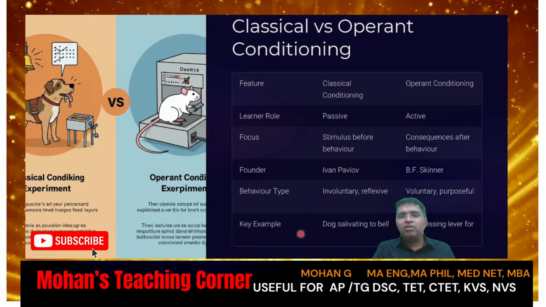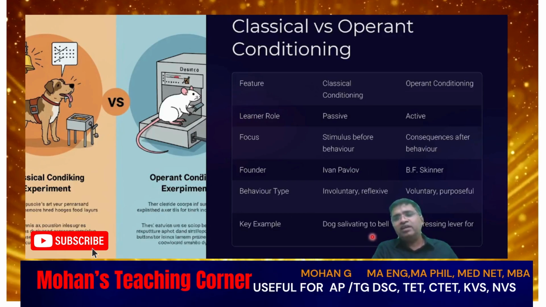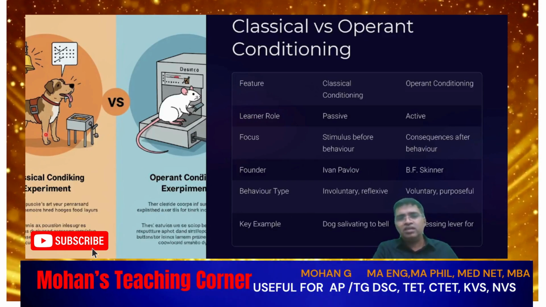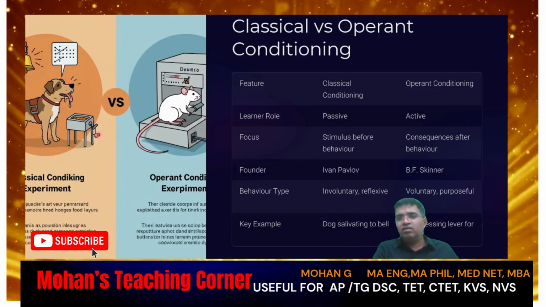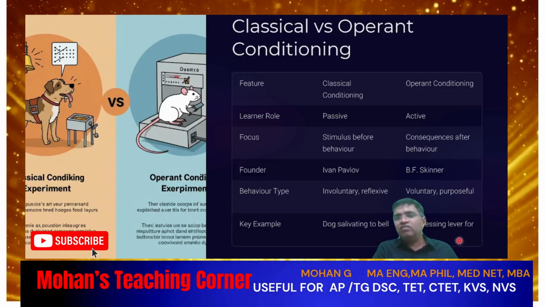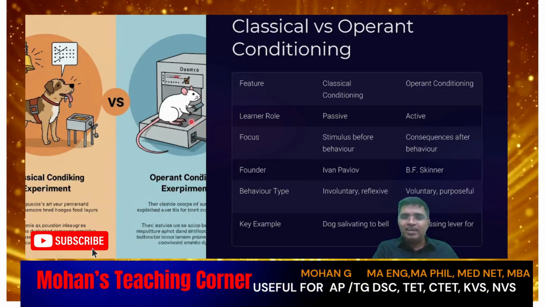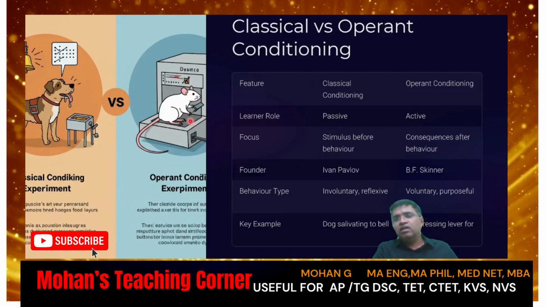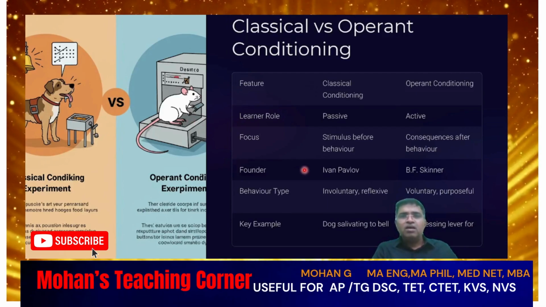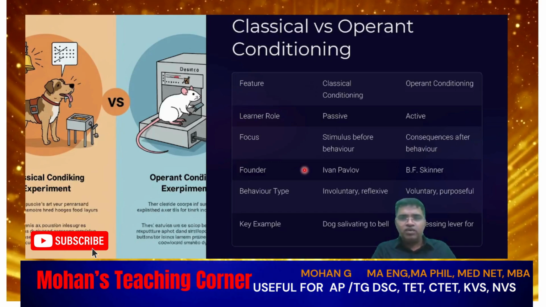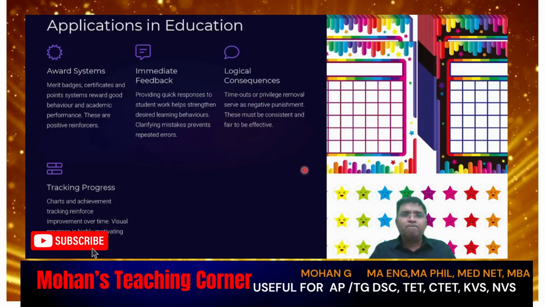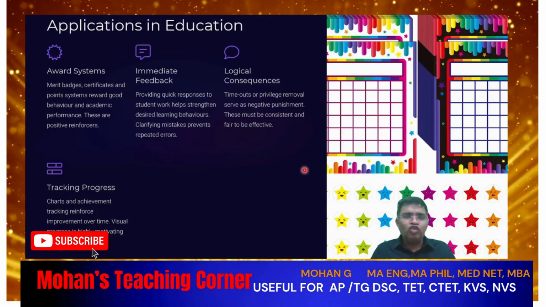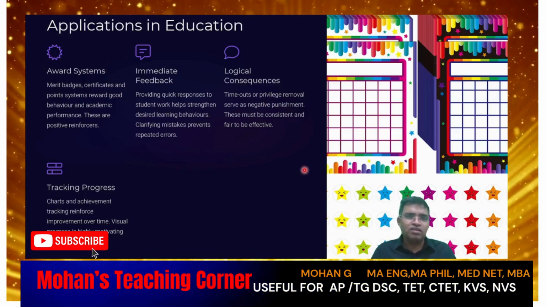Example: dog salivating to a bell. When the food is there or the bell is rung, then saliva comes. Here, the rat presses the lever for food. The rat itself presses the lever for the food. This is the basic difference between classical and operant conditioning. Then, application: how are we going to implement this B.F. Skinner theory?